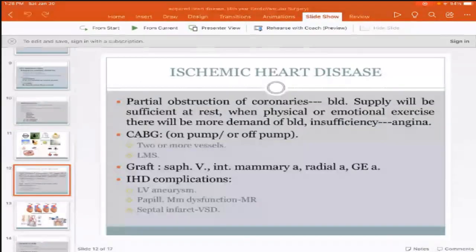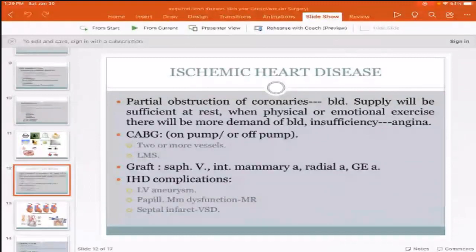The most important now in your practice is ischemic heart disease, obstruction of the coronary artery. If you remember by anatomy, the left main coronary artery and right main coronary artery provide the blood supply for the left side of the heart and right side of the heart. The blood supply should be sufficient at least during physical or emotional exercise. If there is any insufficiency of the blood supply to meet that demand, it leads to what we call angina.